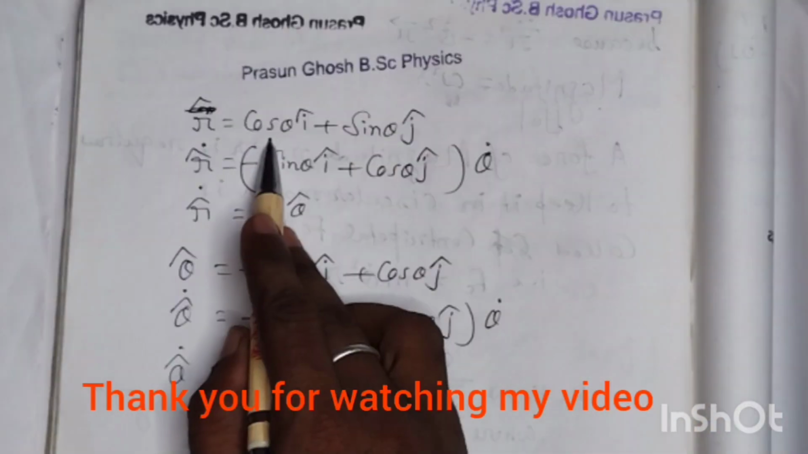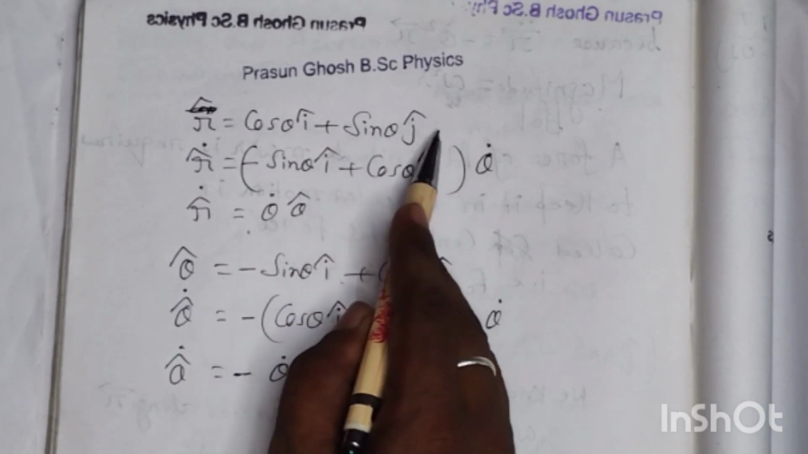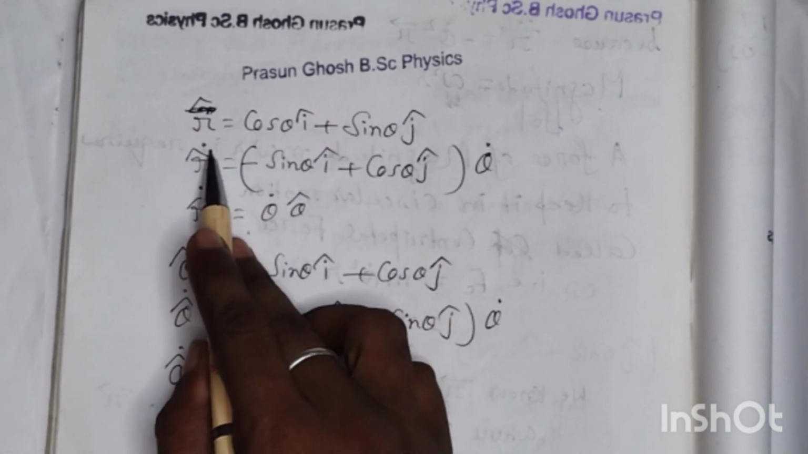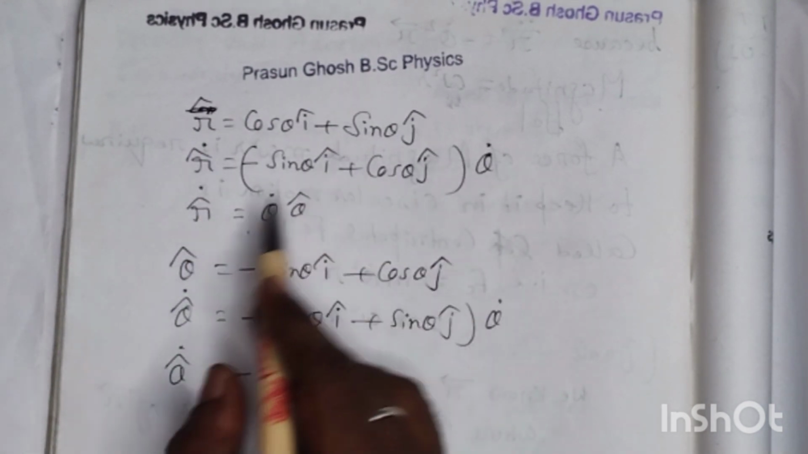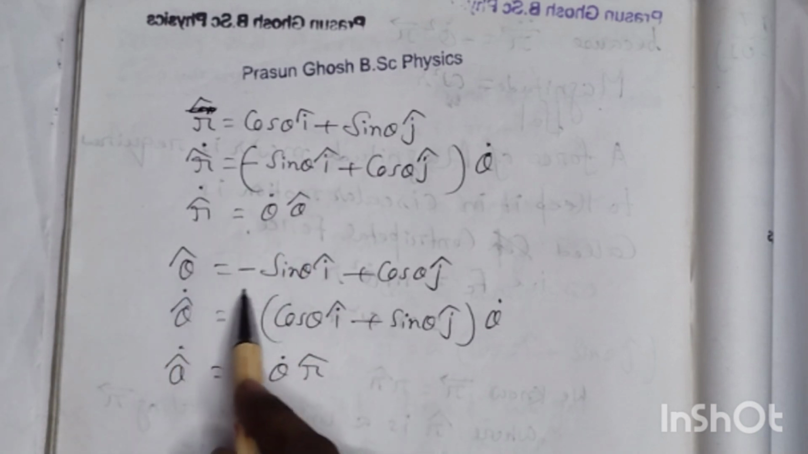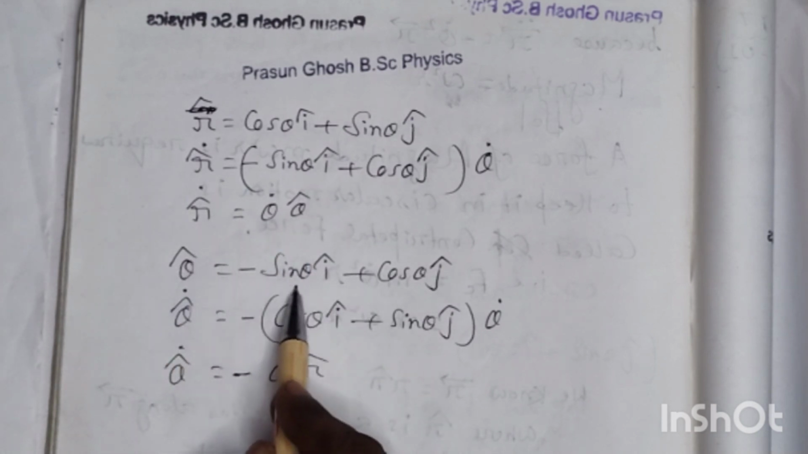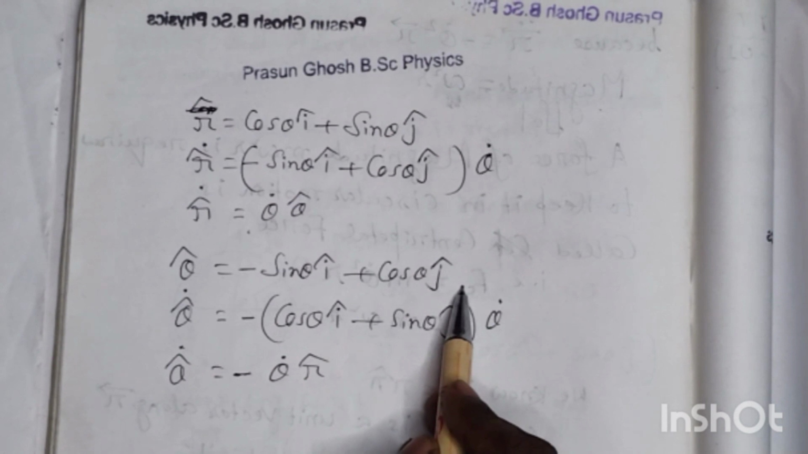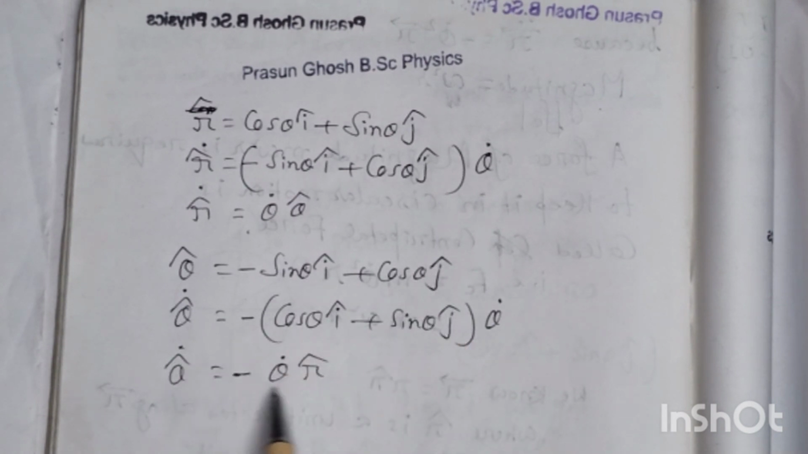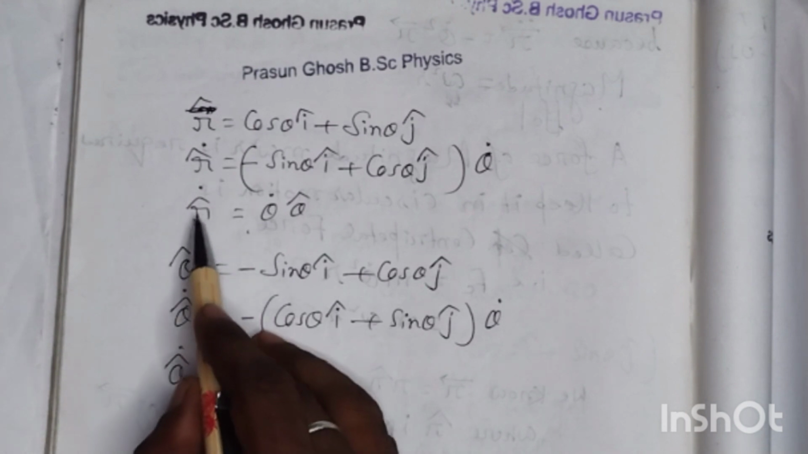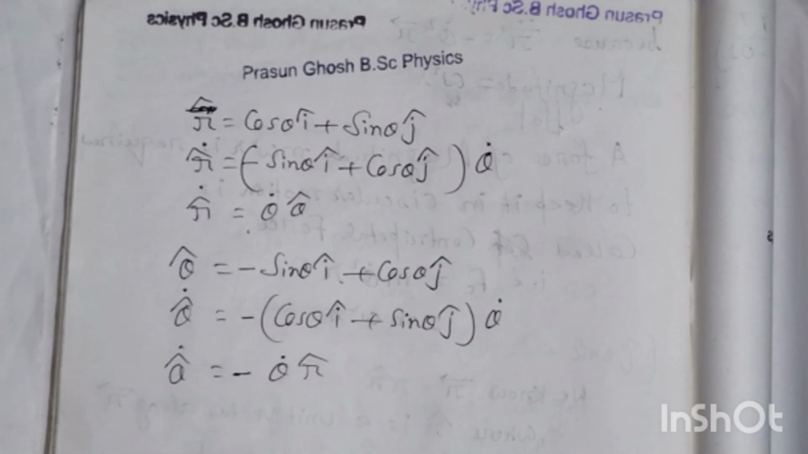r cap equals cos theta i cap plus sin theta j cap, so r cap dot has this value. And theta cap, we know, is minus sin theta i cap plus cos theta j cap, so theta cap dot has this value. Putting these values of r cap dot and theta cap dot in this equation, we have solved the equation.